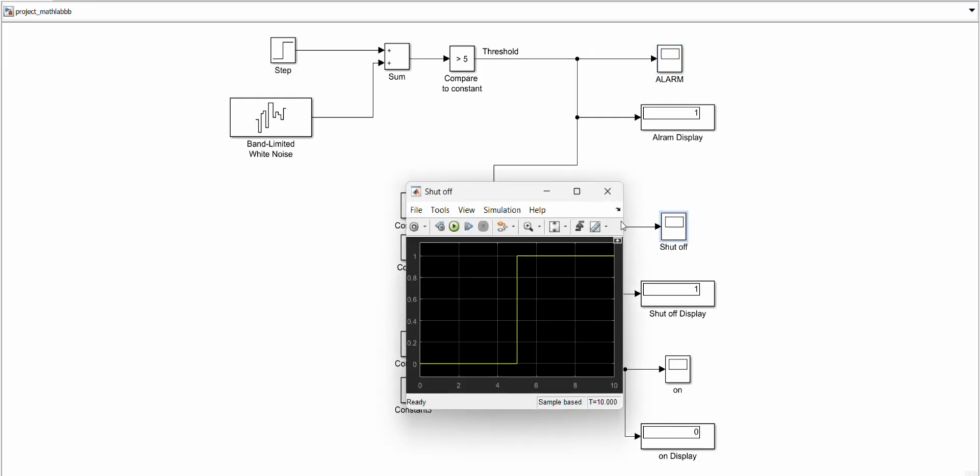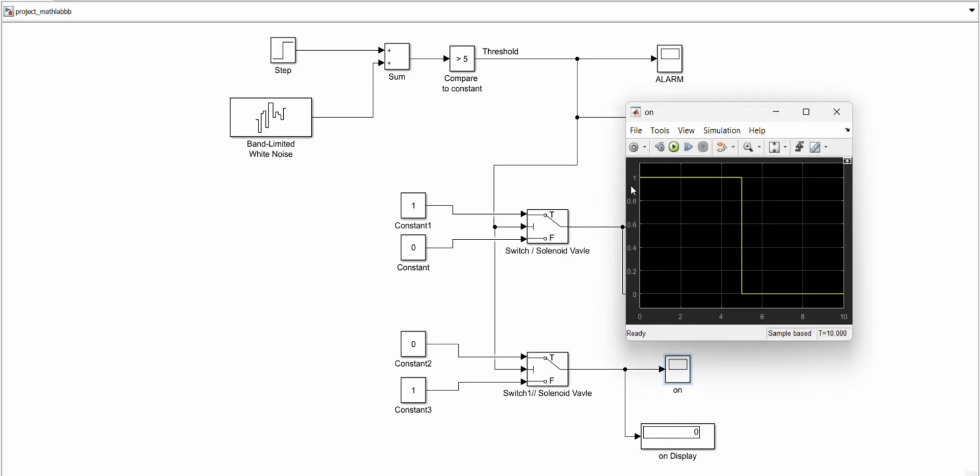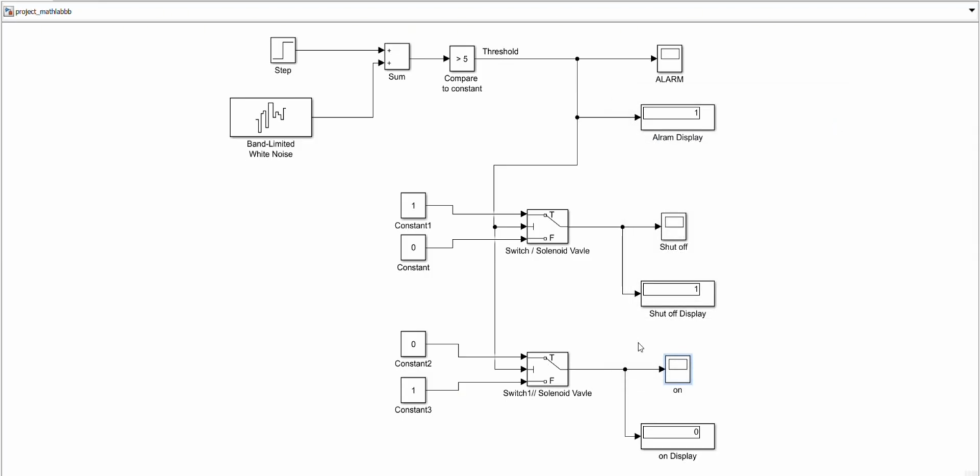Kapag greater than 5 naman, ito yung nangyayari. Pag sa alarm, 0 nagiging 1, ibig sabihin nag-on yung alarm dahil may leak. Kumbaga yung threshold nare-reach. So nagkakaroon ng parang leak detected. Nagiging 0. Tapos yung sa on naman, from 1 nagiging 0 dahil ibig sabihin nun, nagsasara na yung valve.